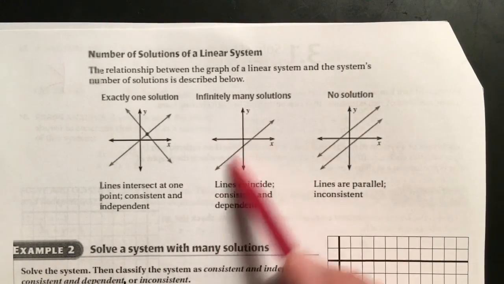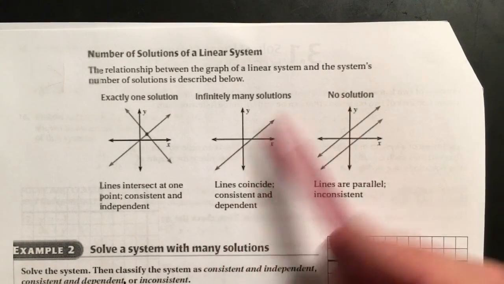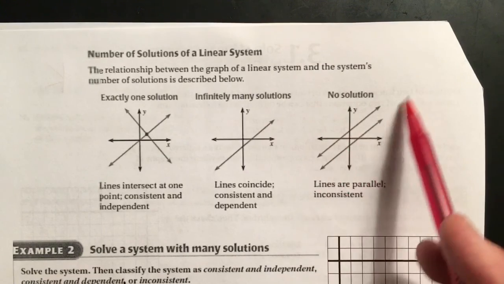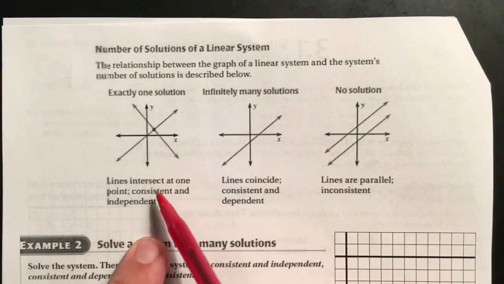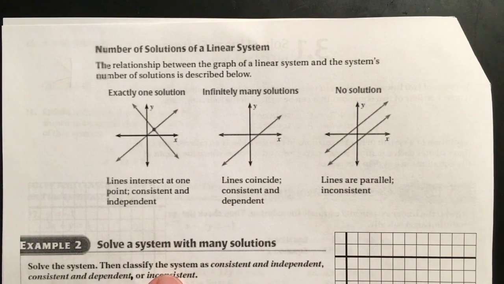Infinitely many solutions means the two lines are on top of each other, so every point is a solution going in both directions. And no solutions, you have two parallel lines that never intersect, therefore no solutions. So if you want to know the terms, they're right here, you can read them. We will hold you responsible for those, okay?